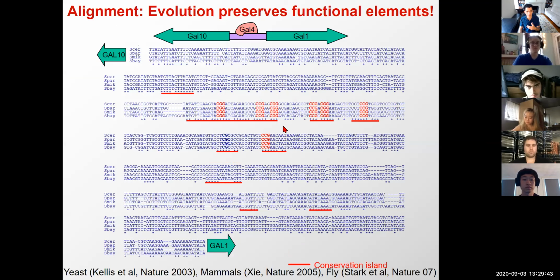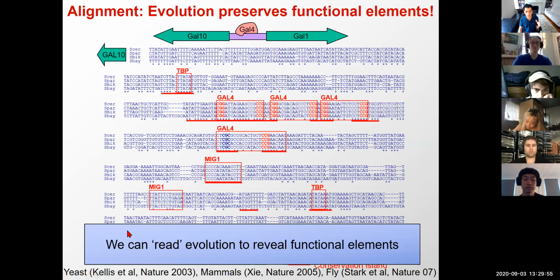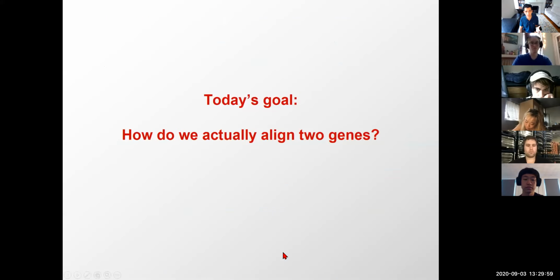We can basically say, well, where are the islands of conservation? There must be something important there, because all these other regions are not conserved, but those islands are conserved. So that probably means that they're important. So we can read evolution to reveal functional elements, okay? So our goal today is to make that possible, to actually align two genes.